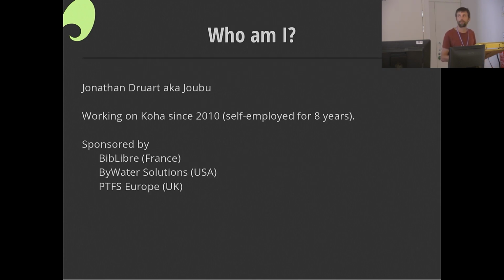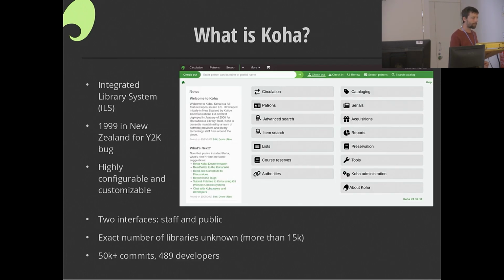So first, let me introduce myself. I'm Jonathan Druart, aka Joubu on IRC. I have been working on Koha since 2010. I started at BibLib and I'm now self-employed. I'm sponsored by 3 companies providing Koha support to libraries: BibLib, Bywater Solutions, and PTFS Europe. My role is to bring a long-term vision to the project by making the code more robust and maintainable. It consists of bug fixes, code review, refactoring, writing new announcements, helping people, and so on.